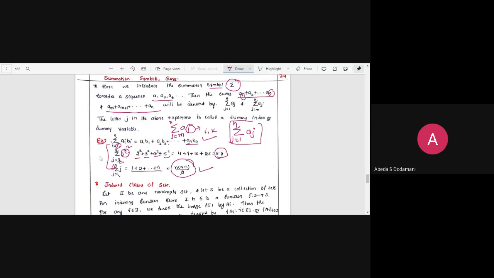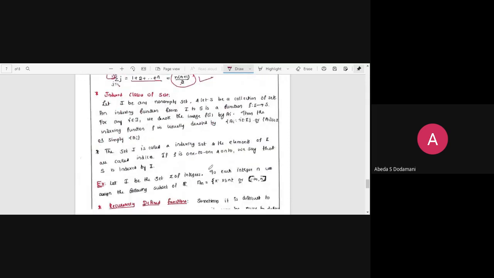How do we sum up the sequence? So here, something called indexed class of sets. Just the definition is required. Here we have a set I, which is a non-empty set. It should not be a null set. It should have some elements.